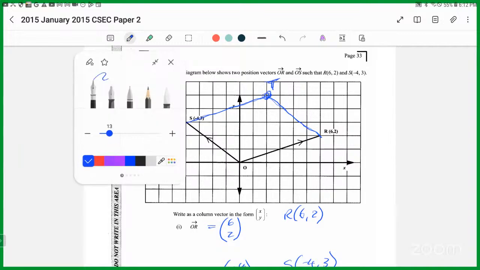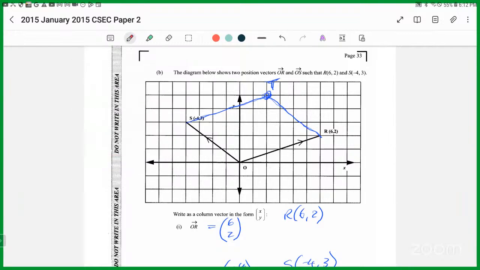So you do that. You have to show that this side and this side have equal vectors. So you want to show that this side is ST. Let's write it down. ST is equal to the R. So they need to show.